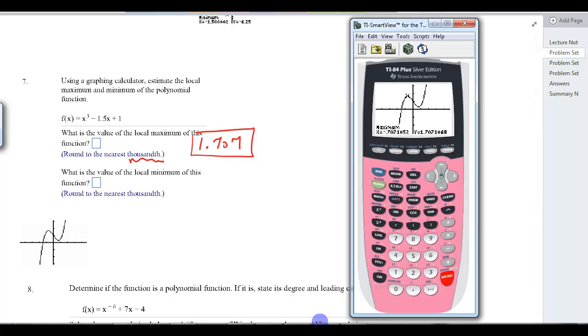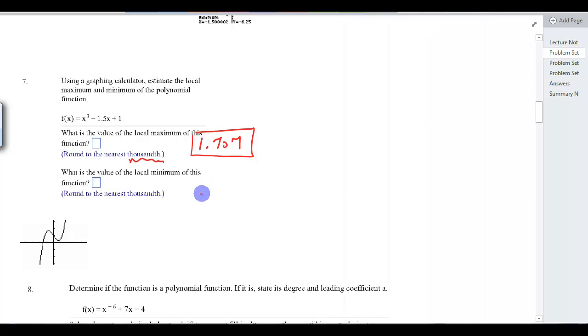Now let's get that back and let's find this min. Second calc min. And let's go to the left of the low point, enter. To the right, enter. And enter. And we get 0.928. We're going to round up, so we're going to have a 0.293 for that one. And so just remember, you were finding that point and that point. And just be sure and read directions for the rounding.